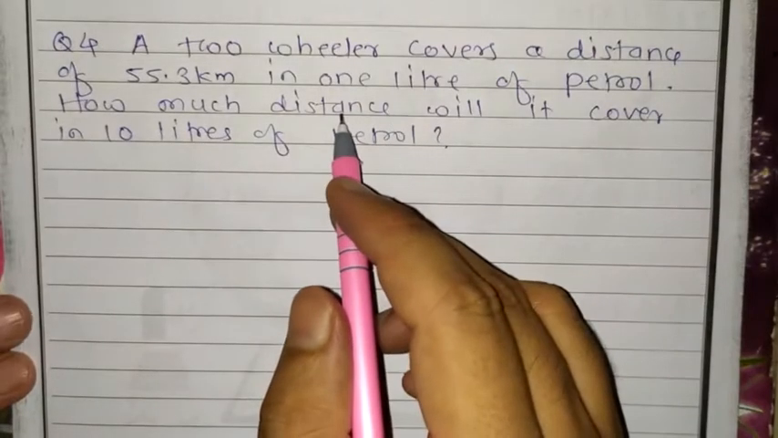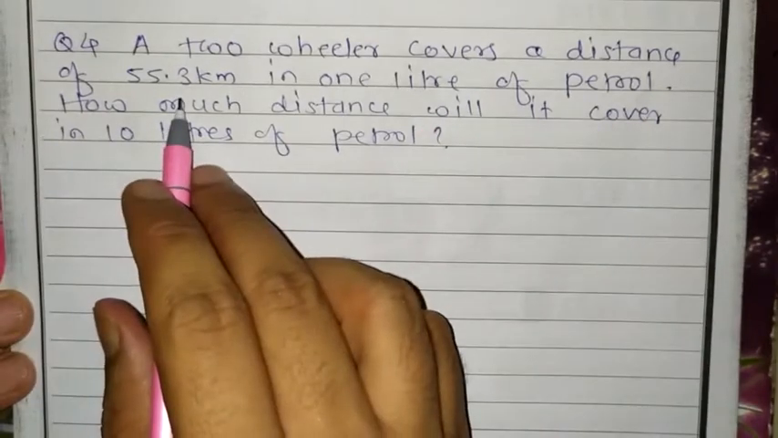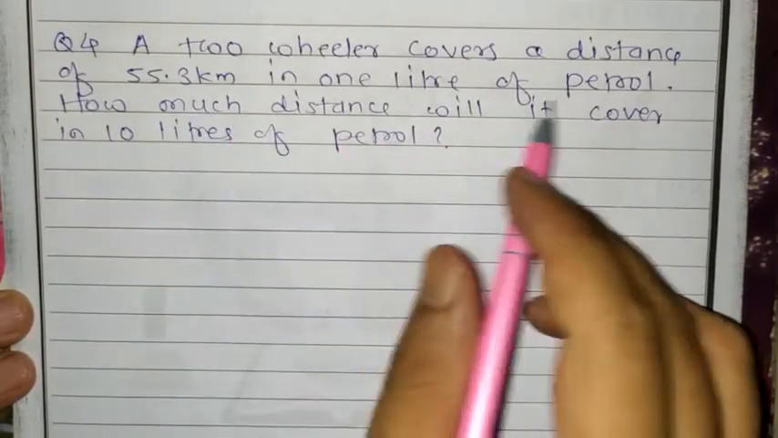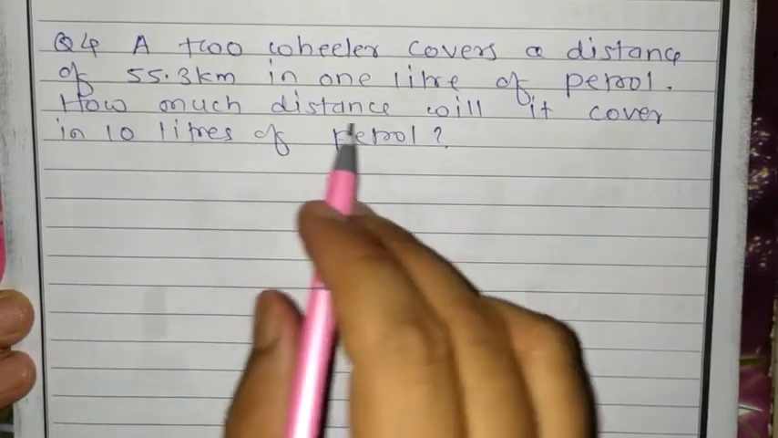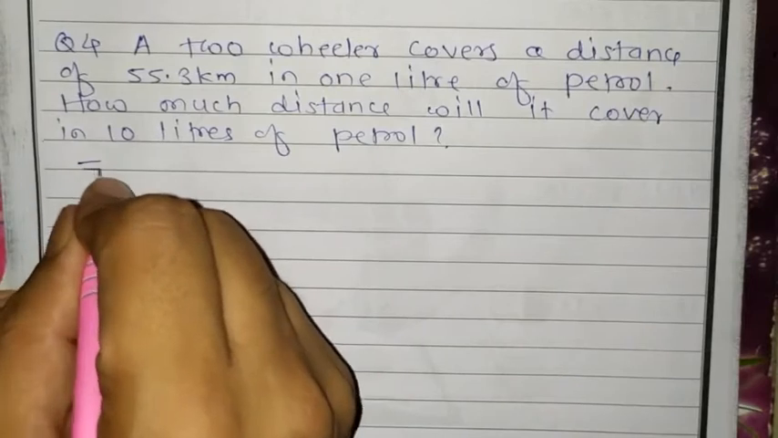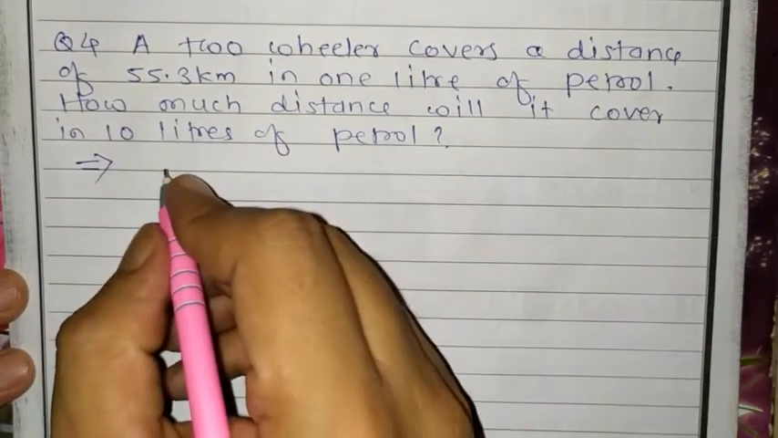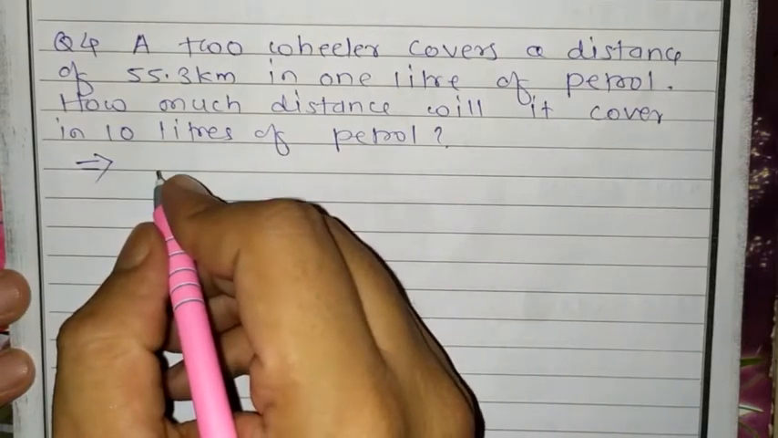Our next question is question number 4. A two-wheeler covers a distance of 55.3 km in 1 liter of petrol. How much distance will it cover in 10 liters of petrol? Here multiplication is there. A very simple concept. Such kinds of many problems we have seen.